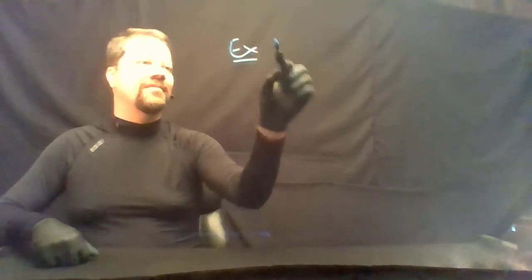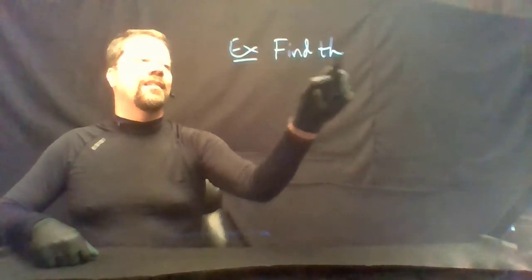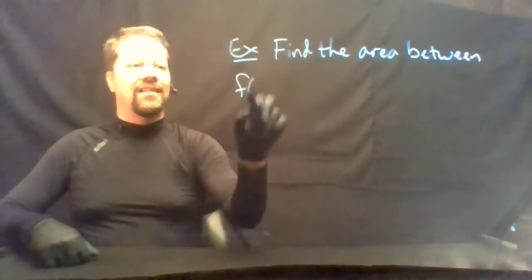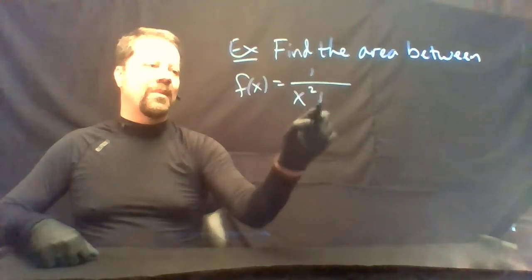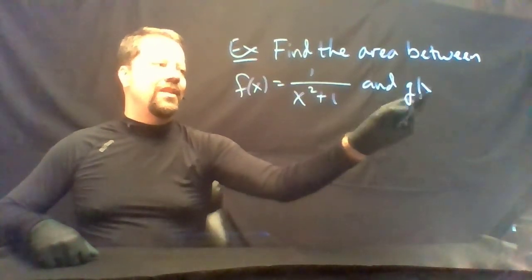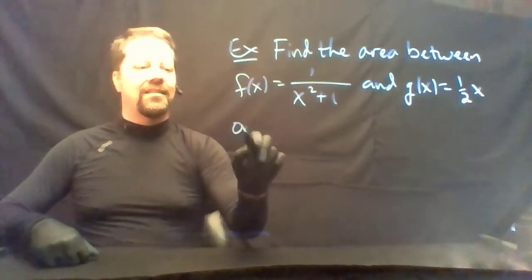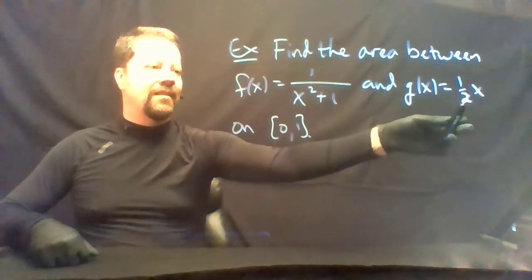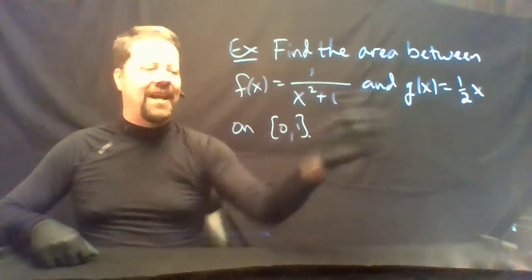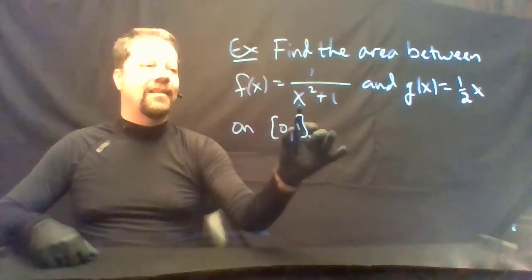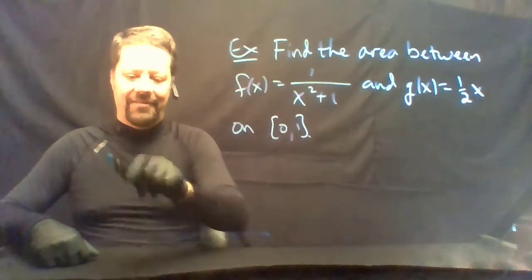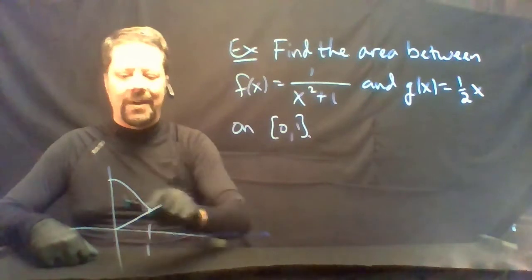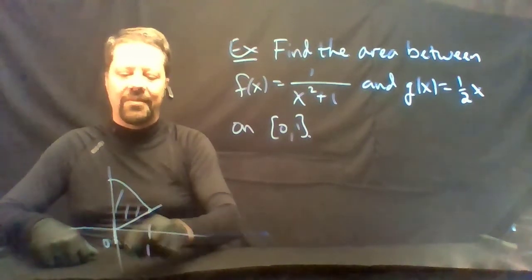Here's an example. Find the area between f of x equals 1 over x squared plus 1 and g of x equals 1/2 x on the interval from 0 to 1. You can see that between 0 and 1, this curve goes from y equals 0 to y equals 1/2. This curve at 0 is at a height of 1, and when x is equal to 1, it too is at a height of 1/2. So we have this curve coming down and another curve coming up, and they intersect at x equals 1. I want to know the area between them as x goes from 0 to 1.